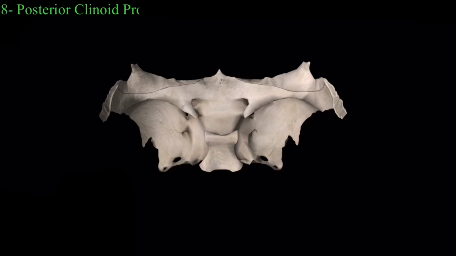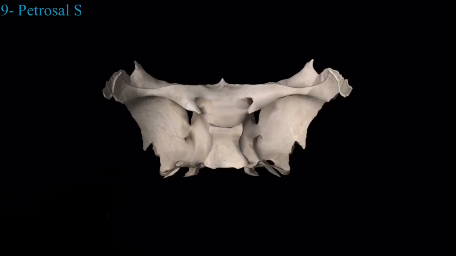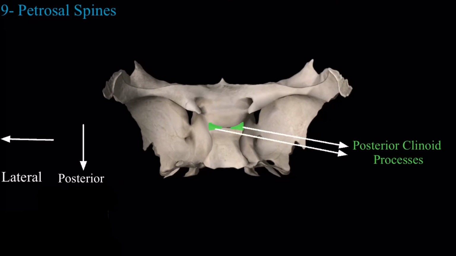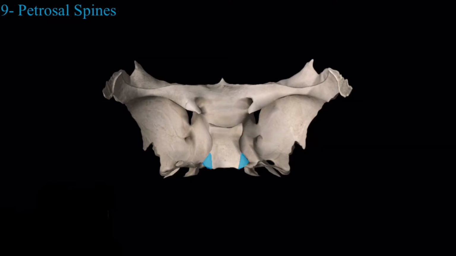This posterior wall of the sella turcica is called the dorsum sellae. Number 8. The posterior clinoid processes. On both sides of the dorsum sellae, these two processes are called the posterior clinoid processes. Number 9. The petrosal spine. Posterior and lateral to the posterior clinoid processes are these spines, and these are called the petrosal spine. Number 10. The superior part of the clivus.